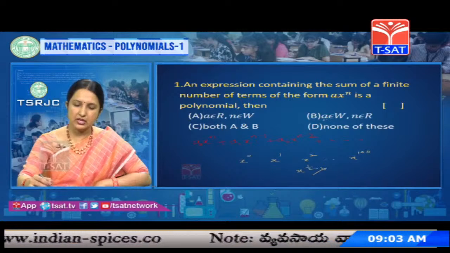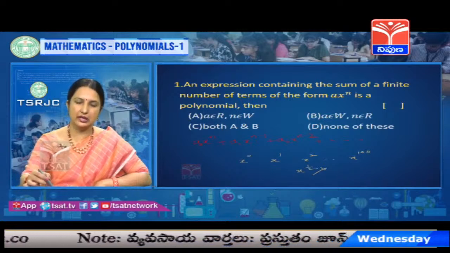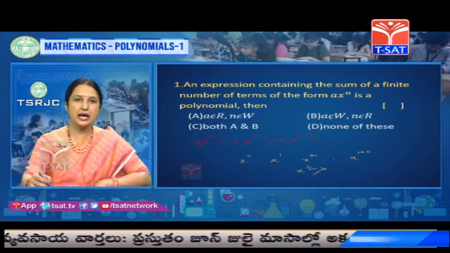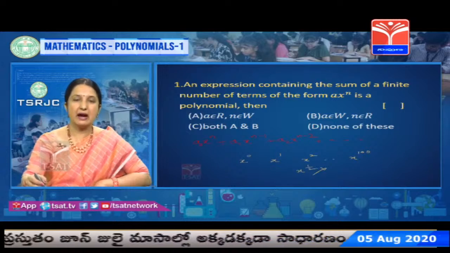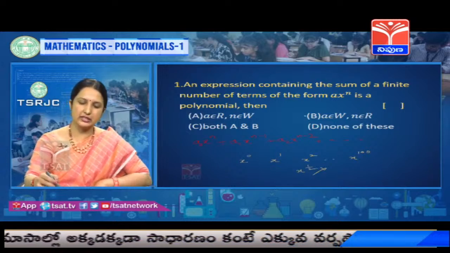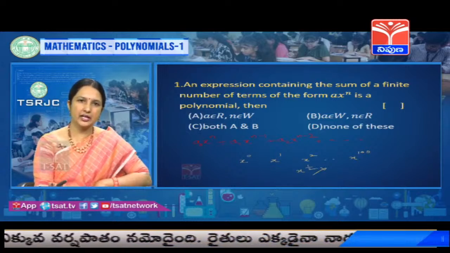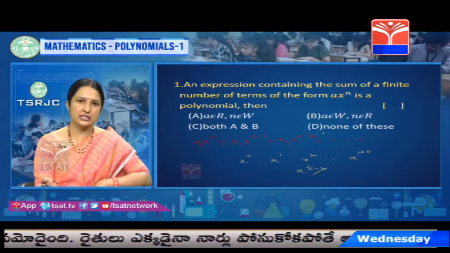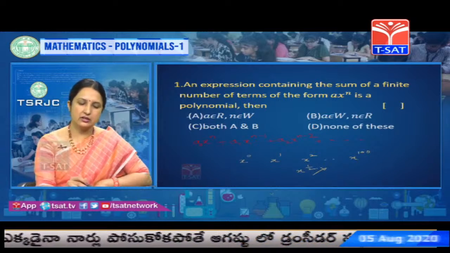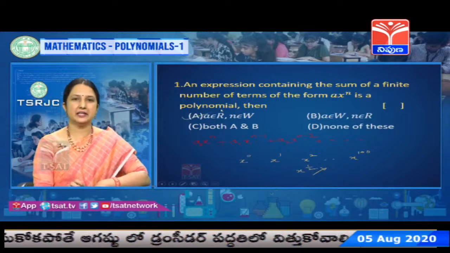In the second option, what is given? a belongs to W. That means the coefficients are whole numbers and the powers are real numbers, which is completely wrong. So, if B is wrong, then both A and B is also wrong. None of these is not correct either. So, option A is the correct one.